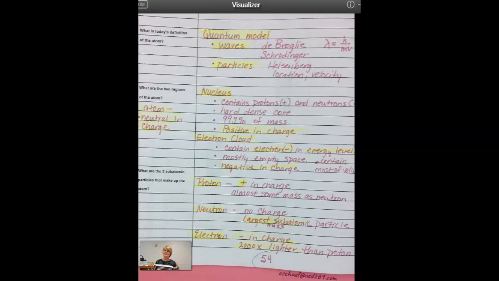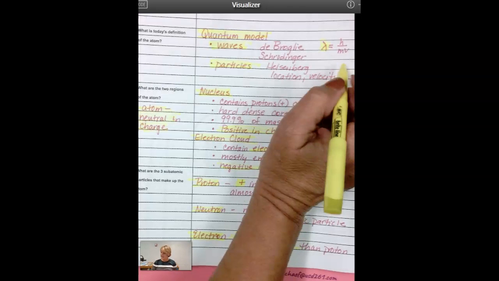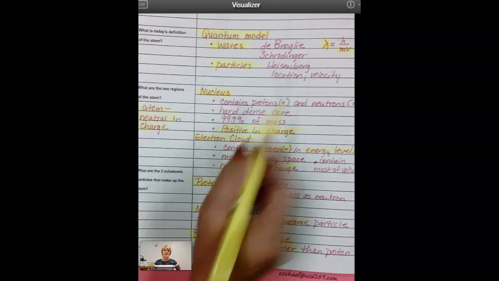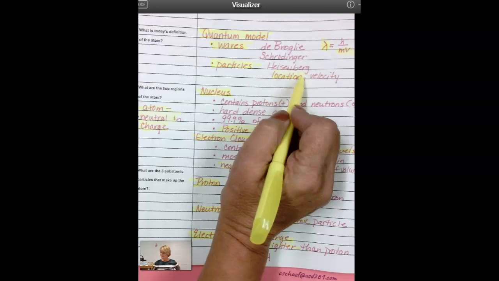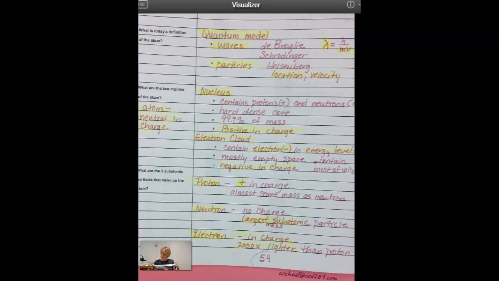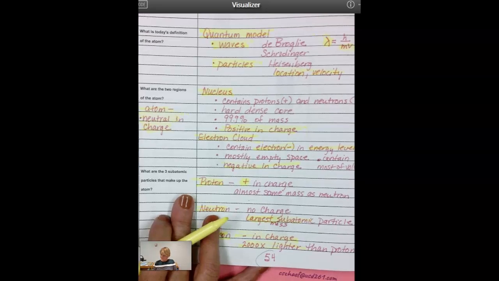So if we're considering them as waves, then we're looking at maybe the frequency, the mass, or the velocity of them. And if we're looking at particles, then what we're trying to figure out is the location of them and/or the velocity at which they're traveling. So that is the model that we're using today, along with all of the rest of the stuff that we now know to be true.